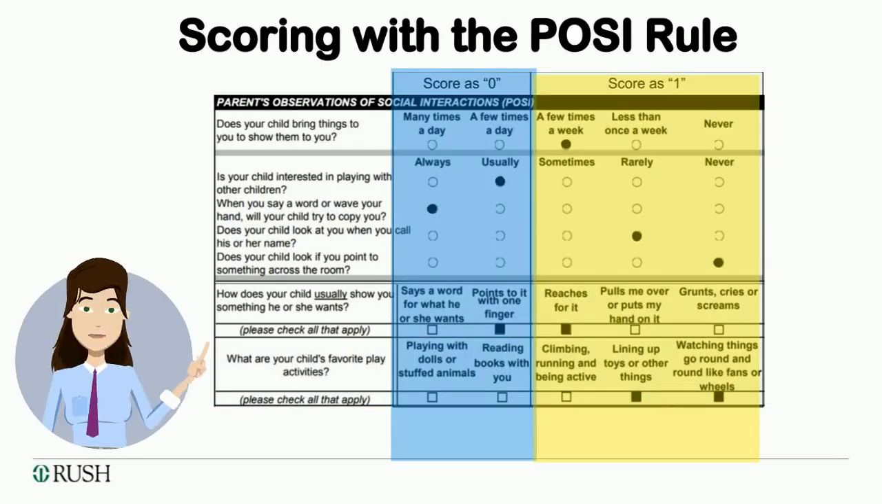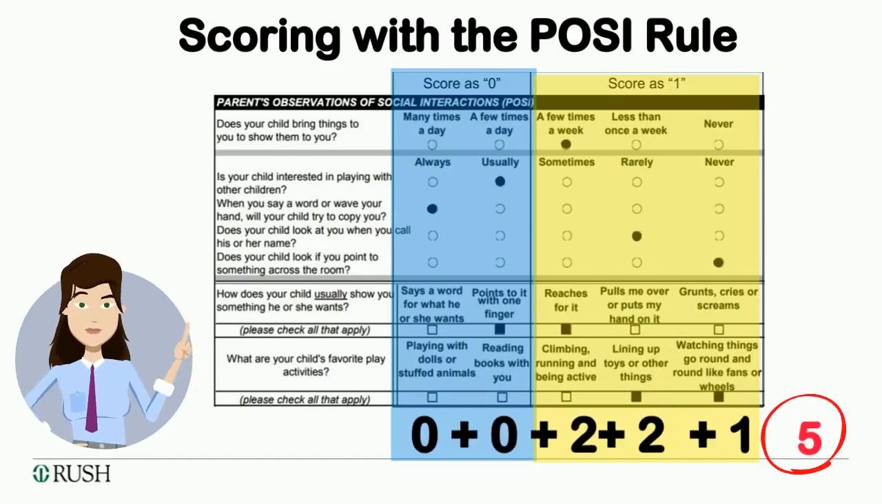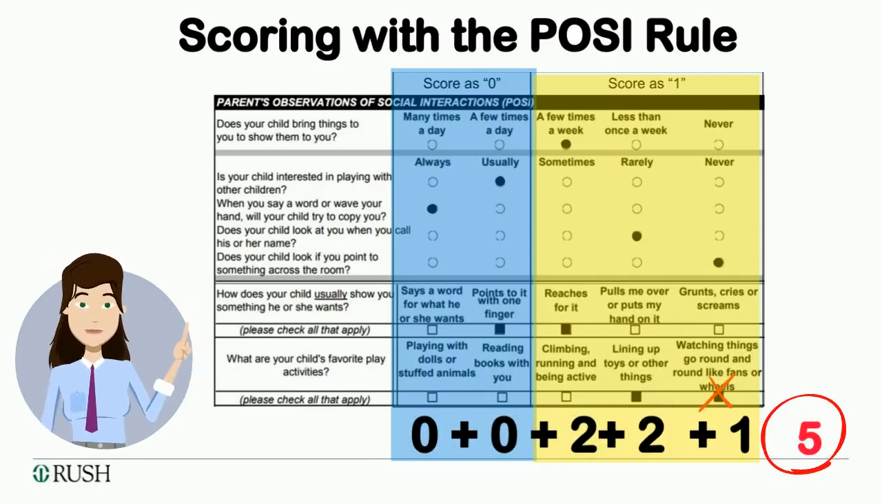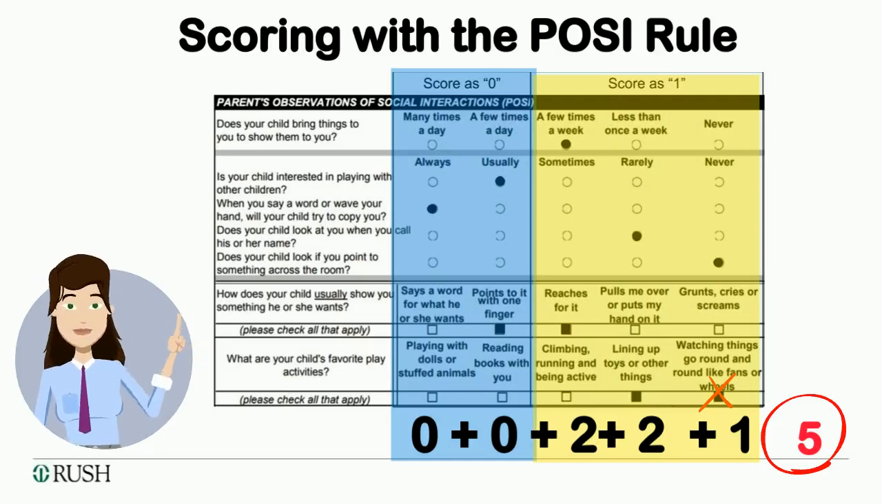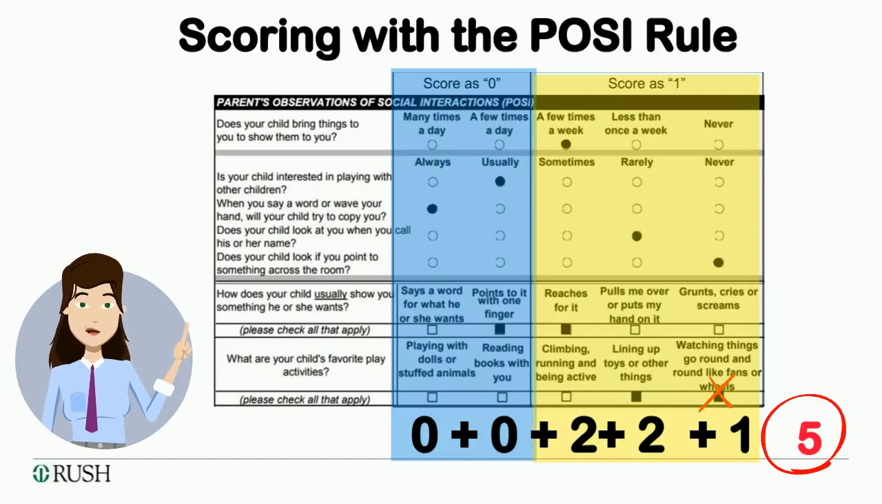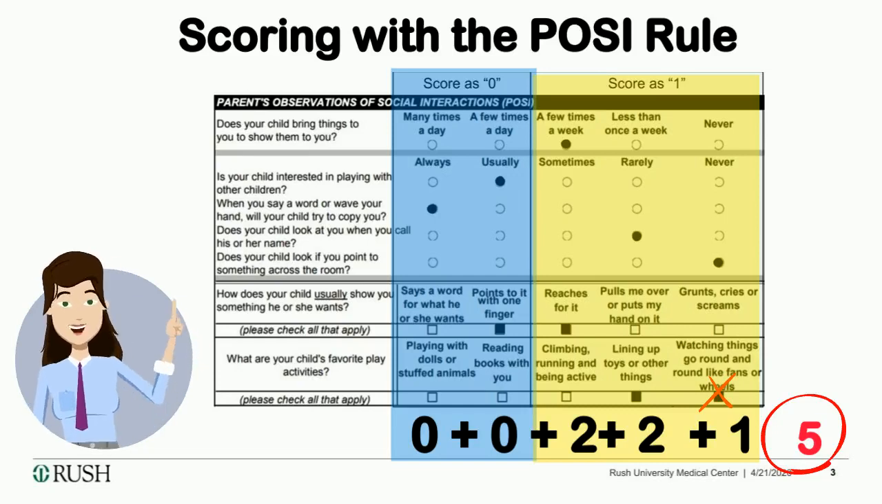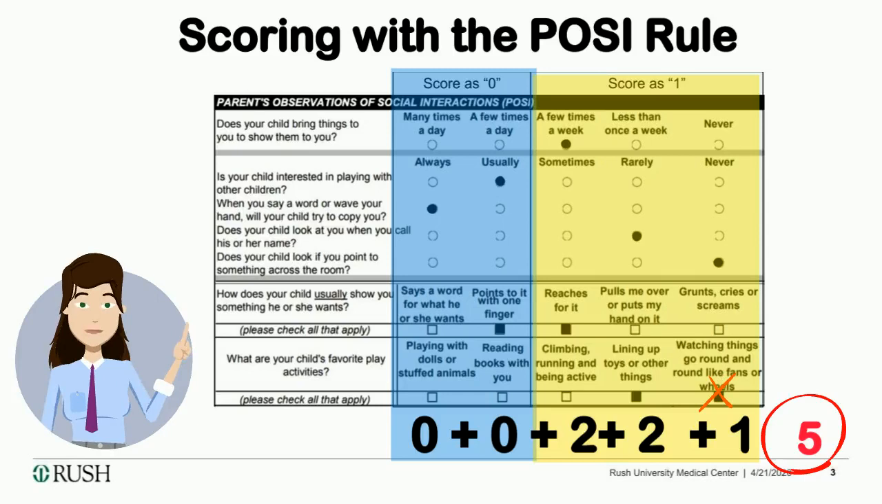If we apply the POSI rule to this example, the child would receive a total score of 5 instead of 6, since one of the multiple item responses was not accounted for in the final sum. If we look at the final 3 columns, we can also see that the child's final score indicates a positive screen. This is suggested because the last 3 columns include a result of 5 points. Since the positive indicator for this module is 3 or more points in the last 3 columns, this means that the child's score is above the criteria and indicates a positive screen.